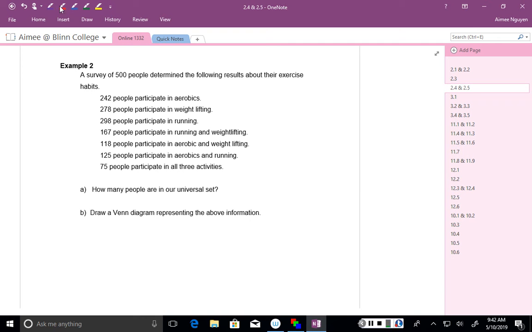So this is where we'll start with our Venn diagram, but the actual first question it asks is how many people are in our universal set. The universal set is only the people in question. So we're not talking about all of the people in the world that exercise. We're only talking about those people that we surveyed. So how many people are in our universal set? 500 people.